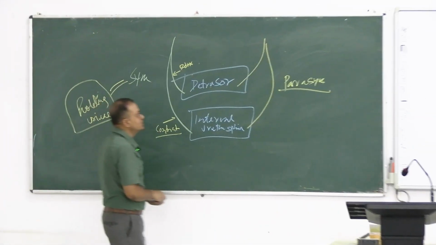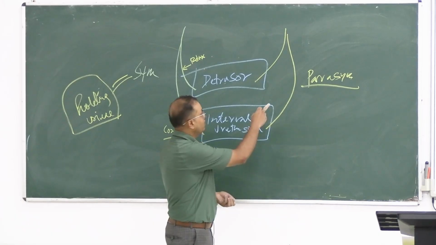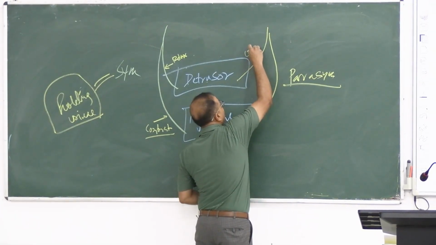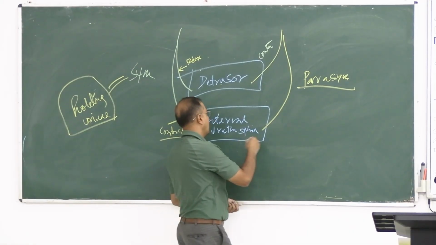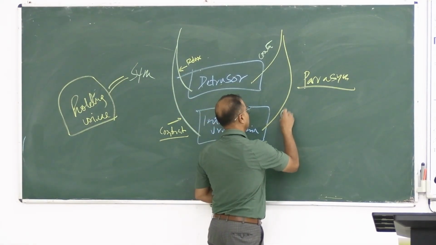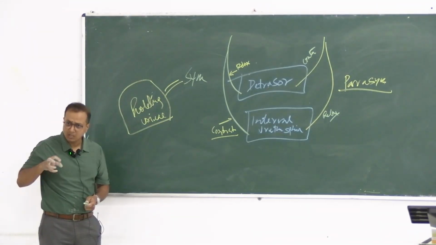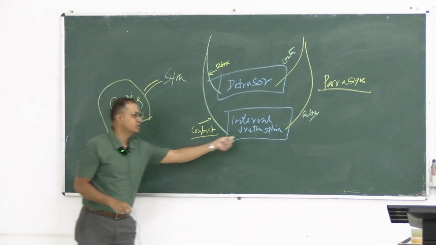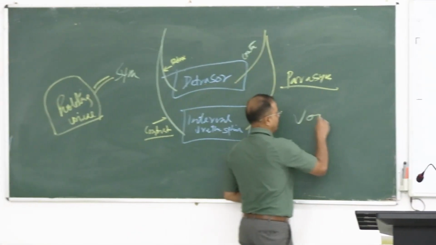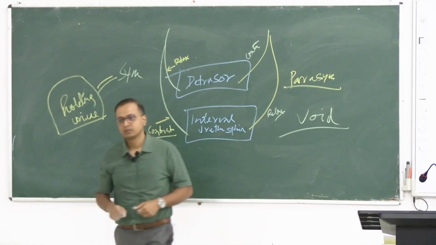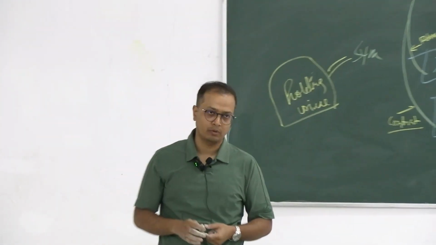The opposite thing happens with the parasympathetic. What happens with the parasympathetic? This particular parasympathetic nerve contracts the detrusor. At the same time, it relaxes the internal urethral sphincter. That means it contracts the bladder and keeps the door open. What happens? It voids. So one thing helps us to hold the urine, the other helps us to release the urine.